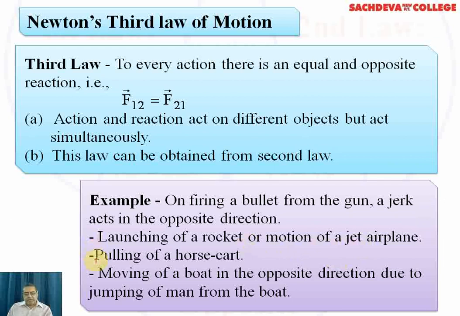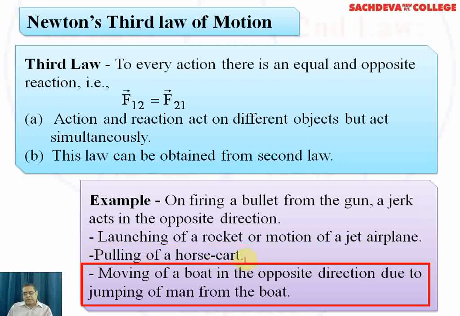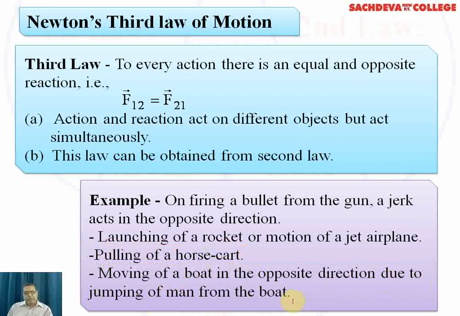Similarly, there is an example of the pulling of a horse and cart. Then there is the moving of a boat in the opposite direction due to the jumping of a man from the boat. In the case of the boat, once the person is jumping forward, the boat will be moving backward. So this is depicting that action and reaction are equal.